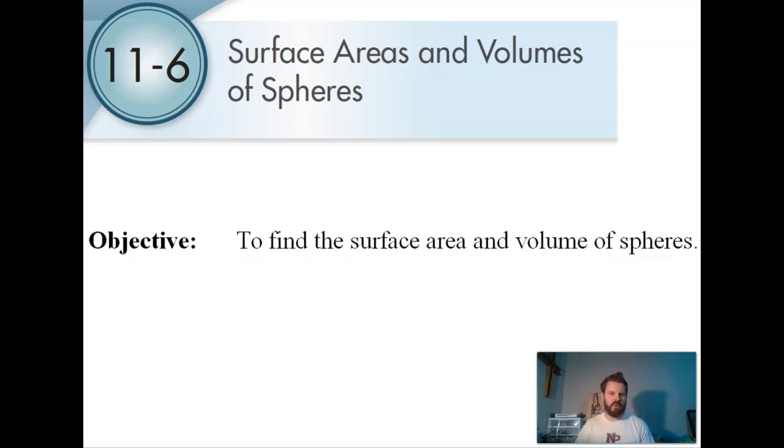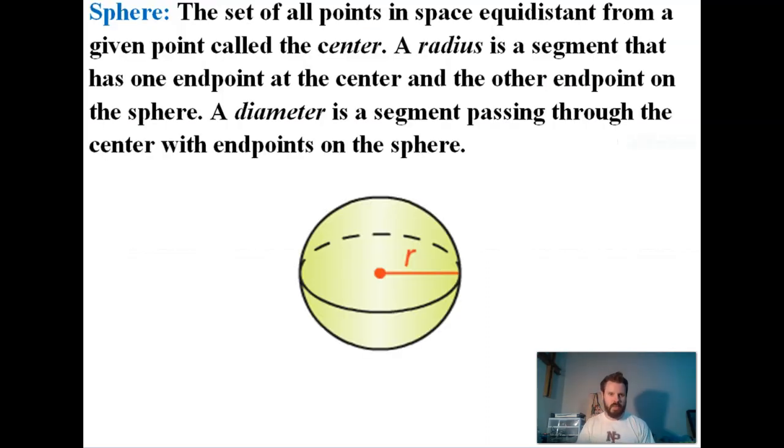Welcome back, everybody. Today we're going to finish up Chapter 11 with a shortened version of 11.6. There's a few difficult parts to this section. We're not going to do those. We're just going to show you two straightforward things. So abbreviated 11.6. Topic today, surface areas and volumes of spheres. Objective: to find the surface area and volume of spheres. Let's get going with that.